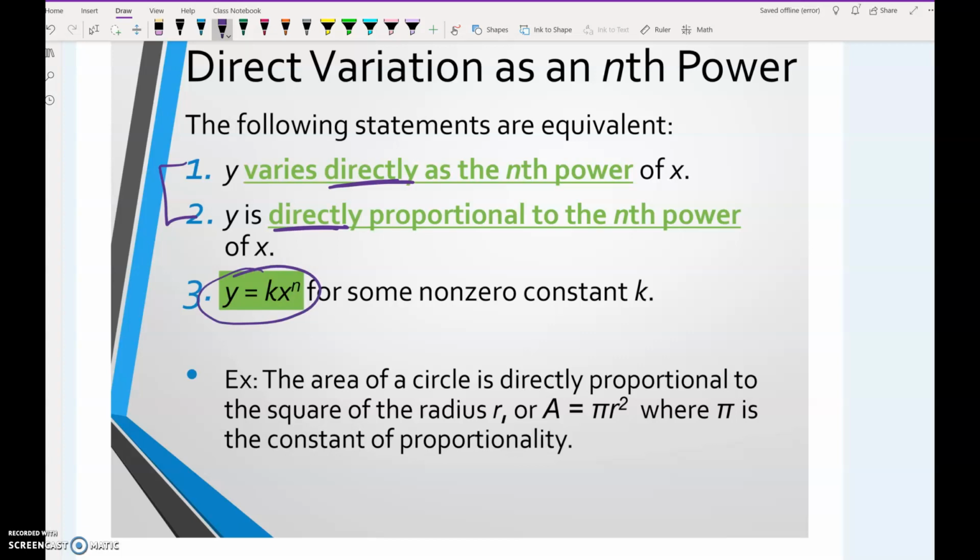One example of this type of variation is the area of a circle. A equals pi r squared. Pi is the constant, and then the area varies directly as the square of the radius.